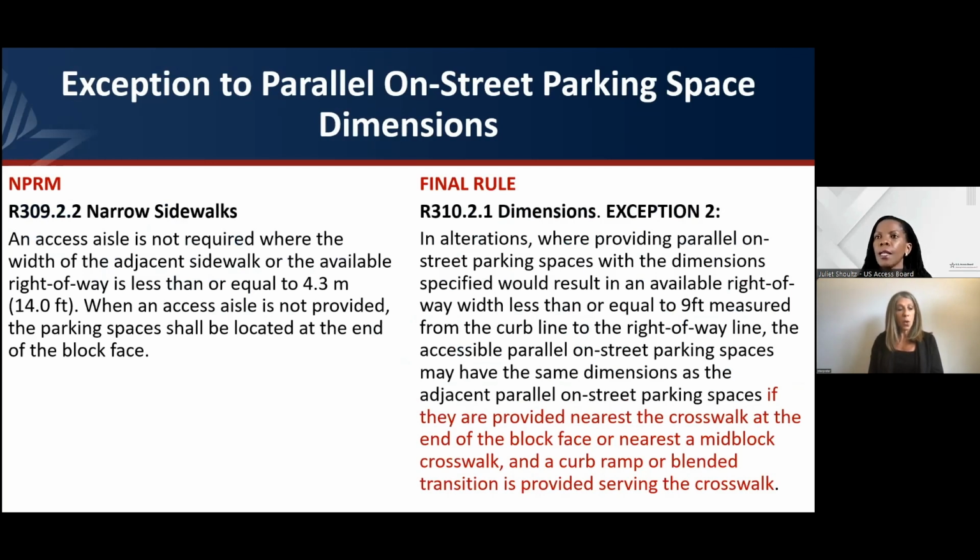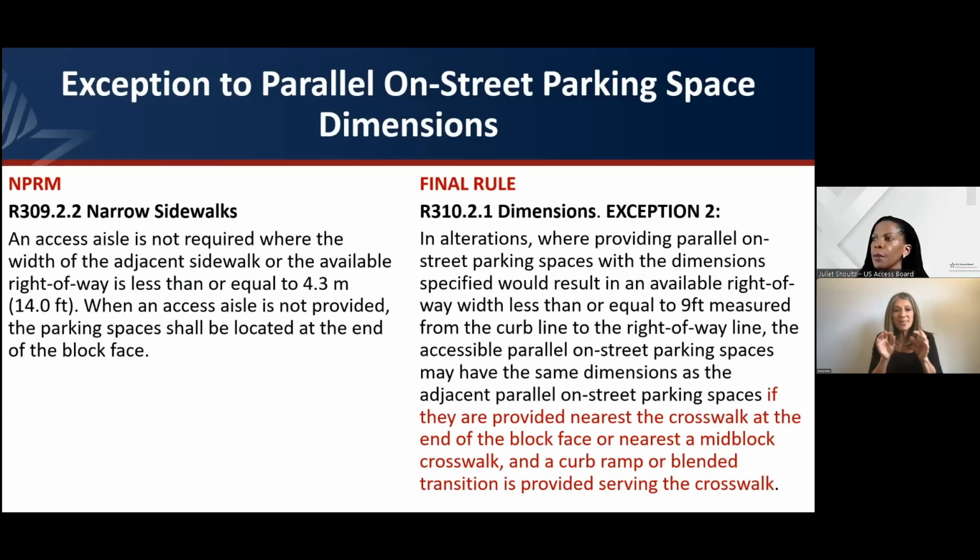In the NPRM, we had provision R309.2.2 that addressed specifically narrow sidewalks. And this provision is stated as exception 2 in the final rule. Again, it's an exception to the dimensions that I mentioned. So in the NPRM, an access aisle was not required where the width of the adjacent sidewalk or available right-of-way was less than 14 feet. And again, in that case, you locate the accessible parking space at the end of the block face. So in the final rule, again, we just stated it differently.